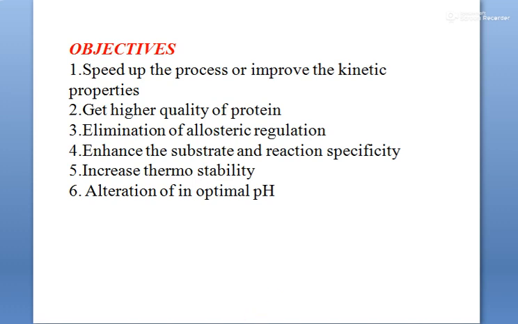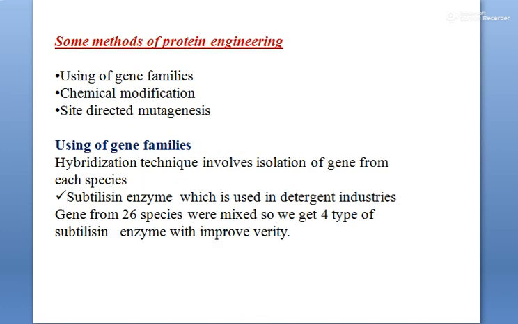So let's see some important methods of protein engineering. Some important methods are using gene families, chemical modifications, and site-directed mutagenesis. These three processes are much more important in protein engineering. That's why first we look at using gene families. By using gene families, how does protein engineering work?